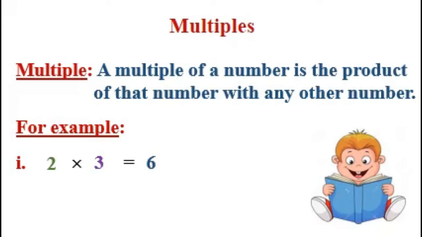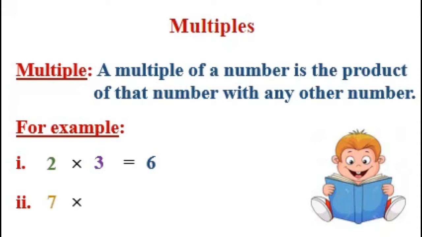In the same way, the multiple of 3 is 6 because when 3 is multiplied with any other number, which over here is 2, we get the multiple of 3, right? So whenever we want to find the multiple of a number, we simply multiply that number with any other number to get its multiples.